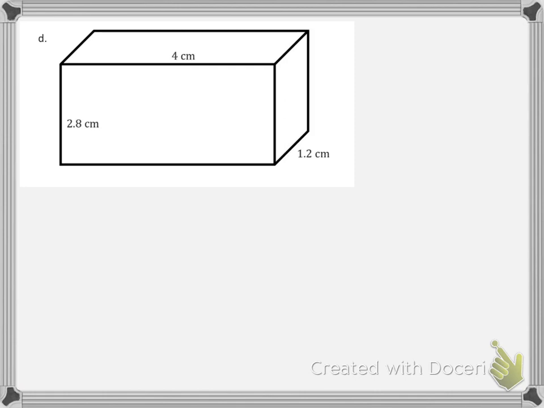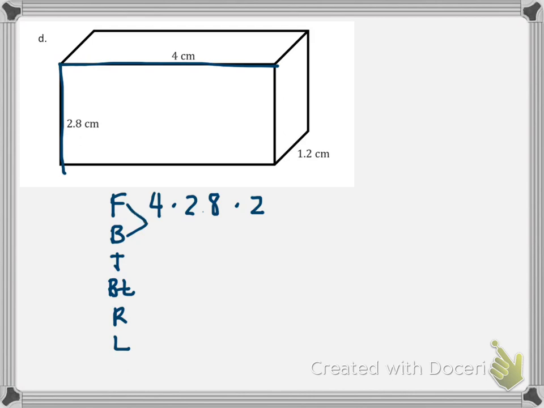All right. D, same thing. Let me switch colors just for fun. Okay, ooh, fun. Math fun. Front, back, top, bottom, right side, left side. The front is a 4 by 2.8. So 4 times 2.8. And then I'm going to do this time, times 2, because I know that the front and the back are going to be the same.